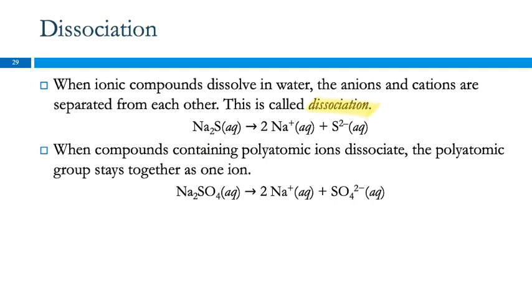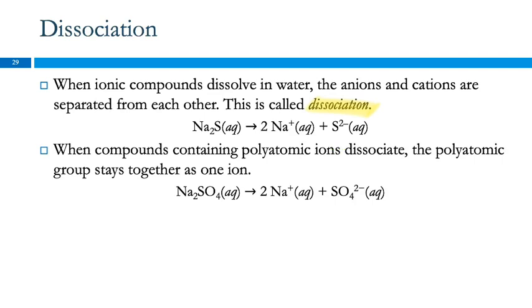Na2 is not an Na2 2+ ion, it's an Na+ ion, and this 2 tells me there's 2 of them. And it's needed to balance the 2- charge on the sulfur. So if I write an equation showing how this separates into ions, I'm going to get 2 sodium ions and one sulfur ion.